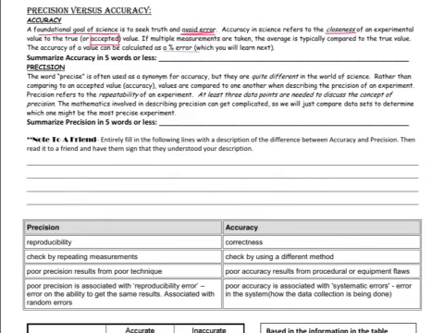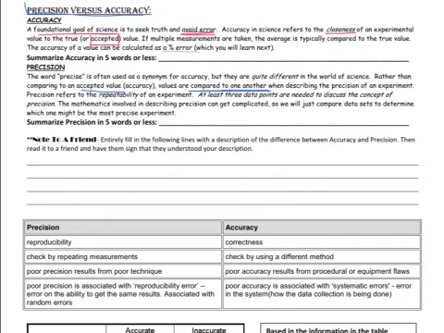Welcome back. Precision. The word precise is often referred to as a synonym for accuracy, but they are quite different in the world of science. Hence why this section is called precision versus accuracy up here. So, rather than comparing to an accepted value, which is accuracy, values are compared to one another when describing the precision of an experiment. So we are comparing them to one another.